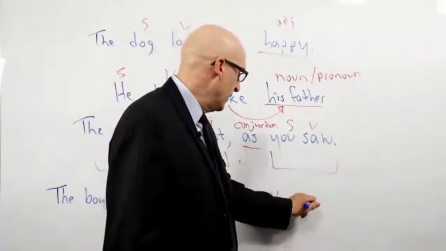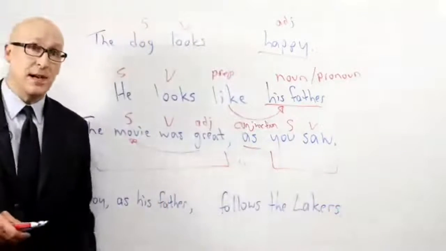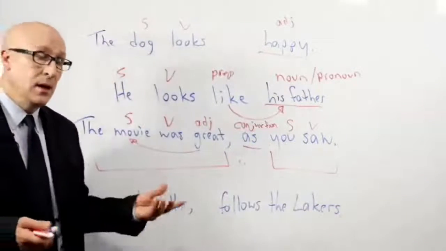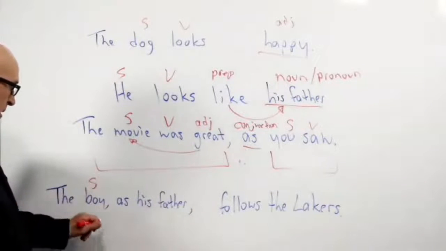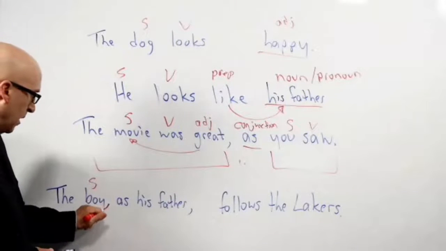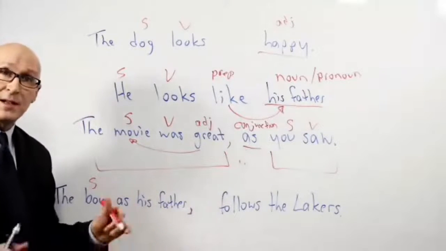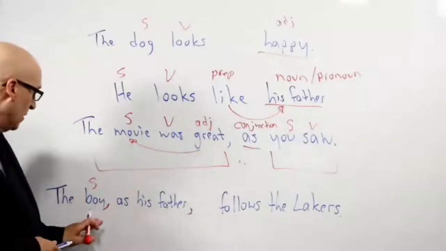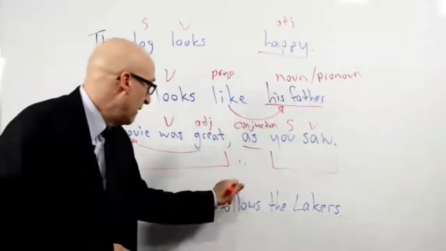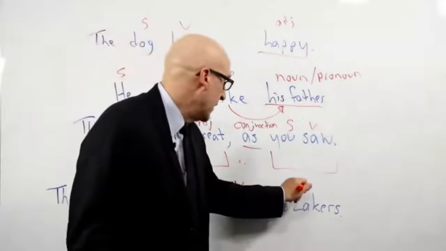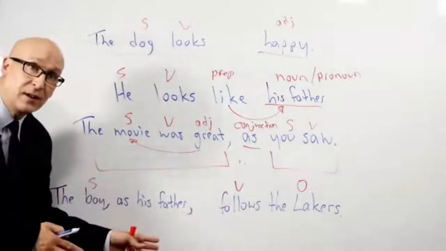For those of you who are unfamiliar, the Lakers are the Los Angeles professional basketball team. So then what do we have here, guys? We have subject, and then we have a comma, comma structure. So this is like an interruption of the main sentence. It's like an insert. So we have to jump over it to find the verb. The boy follows the Lakers. There's our object. So the main sentence is, the boy follows the Lakers.